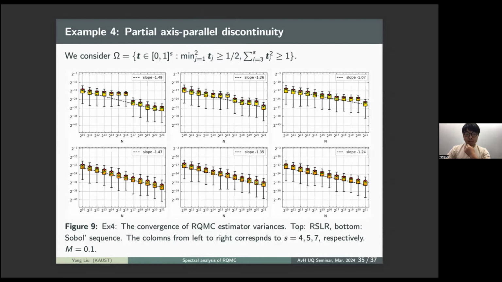And in the last example, I plotted the case for the partially axis parallel discontinuity. For the first two dimensions, we have the minimum of t1 and t2 being larger or equal than 1/2. And for the rest of the dimensions, I have this hypersphere type of discontinuity. I'm plotting dimensions 4, 5, and 7, which is just 2 plus the cases from the previous examples. For all of these cases, we are not seeing the effect of this axis parallel discontinuity. The convergence rate is similar to example 2, as if we only have this hypersphere type of discontinuity.